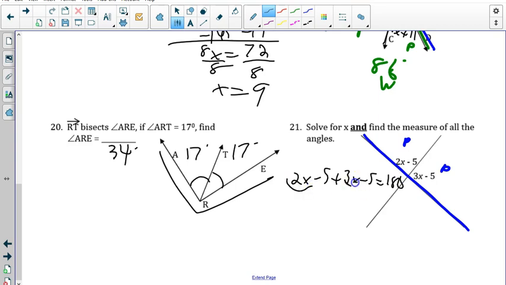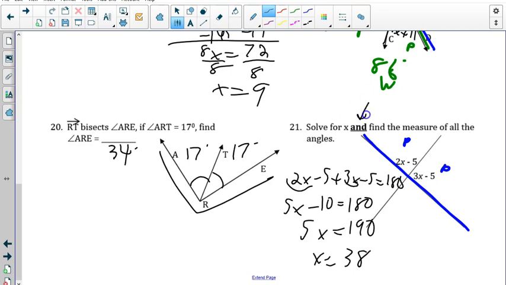Join like terms, 5x. They're both minus 5, so that's minus 10, equals 180. We're going to add 10 to both sides. 5x equals 190. We divide by 5. Okay? X is, 5 goes into 19 3 times, and that means 8. So x is 38.